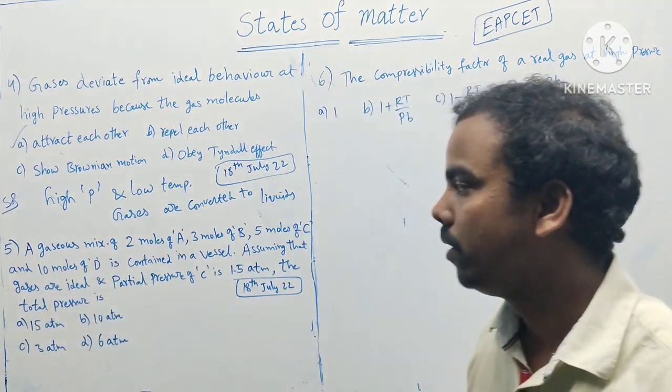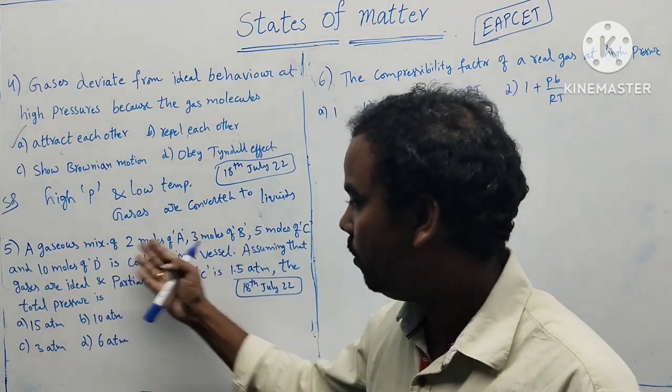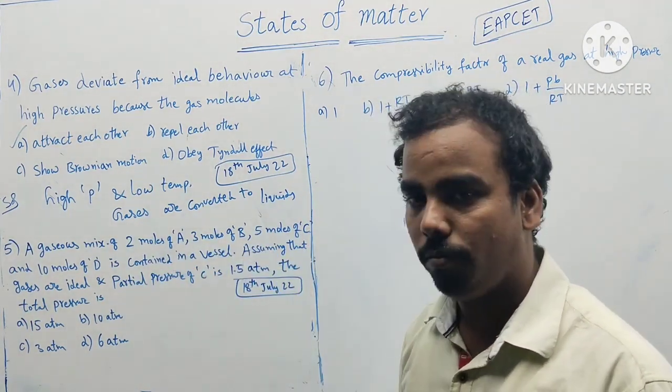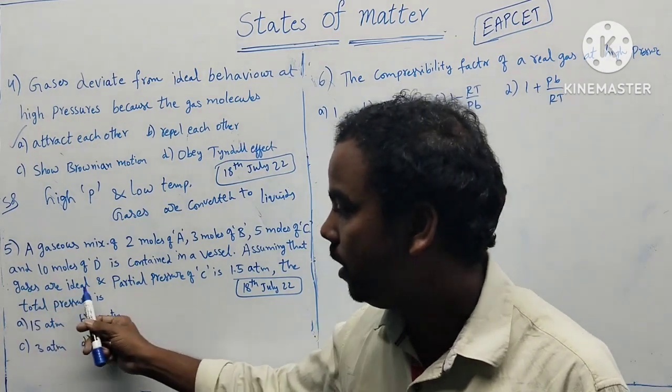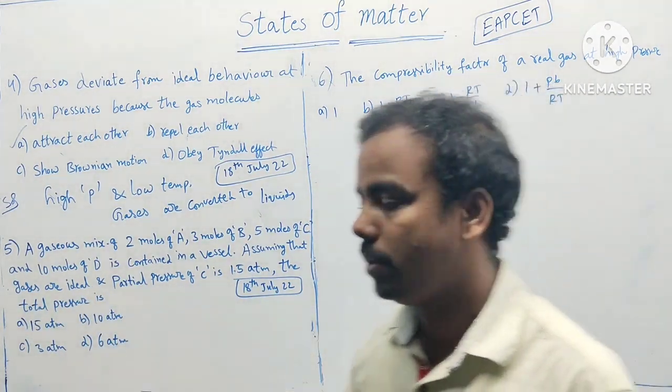Okay, next question. A gaseous mixture of 2 moles of A, 3 moles of B, 5 moles of C and 10 moles of D. The gaseous mixture contains A, B, C, D, different moles in a vessel. Assuming that gases are ideal and the partial pressure of C is given as 1.5 atmospheres, the total pressure is?